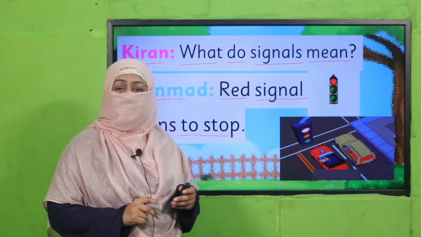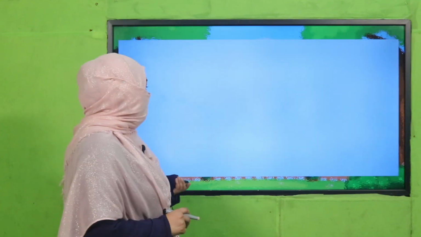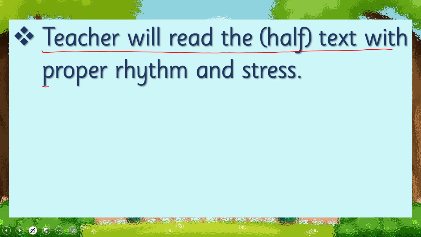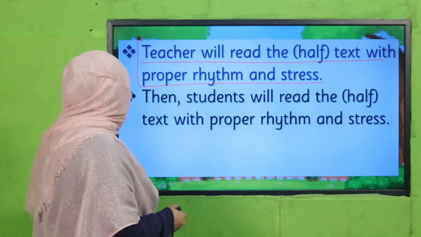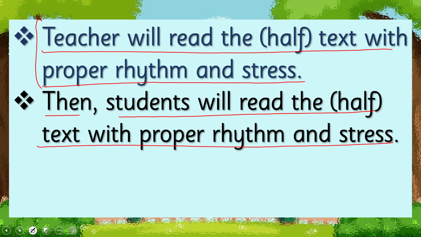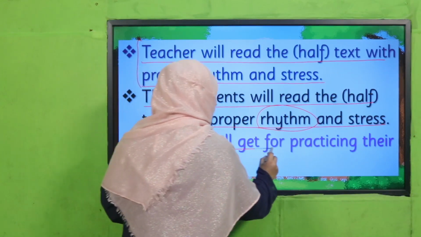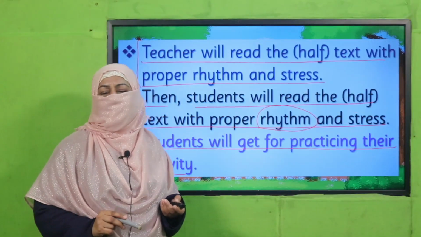It's your turn now, beta. The way you have heard me reading it, you will read it. Pause the video. Enjoy the reading, and teacher will read the half text with proper rhythm and stress. Teacher, you may repeat it the way I read it, and you may read in front of your class again so that they can understand it better. And then students will read the half text with proper rhythm and stress. This rhythm we'll practice further in the next unit in a poem as well. Pause the video, complete this activity, and then come back.